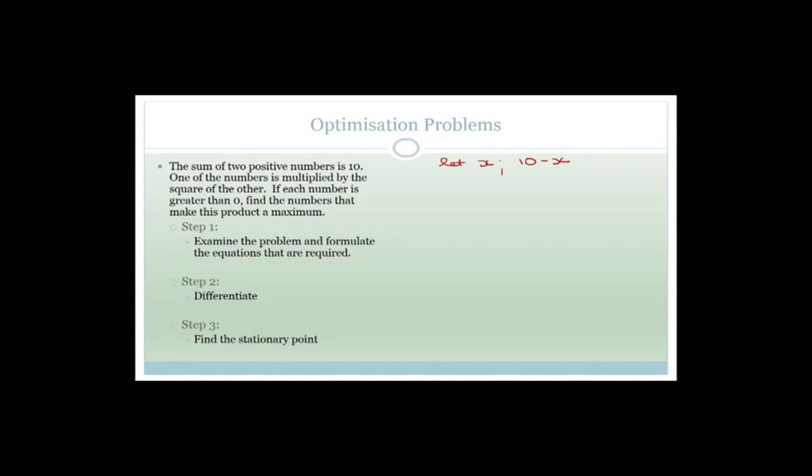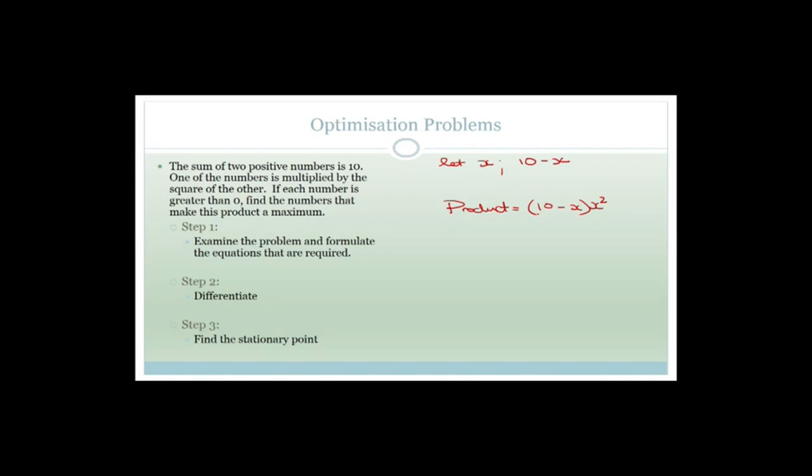One of the numbers is multiplied by the square of the other. So it doesn't matter whether we square the x or the 10 minus x, but it'd obviously be easier if we square the x. So we could go, well, if we say our product is equal to 10 minus x times x squared. That is our product. It says one of the numbers is multiplied by the square of the other, okay? Then it says find the numbers that make this product the maximum.